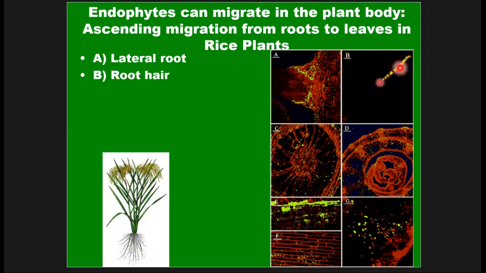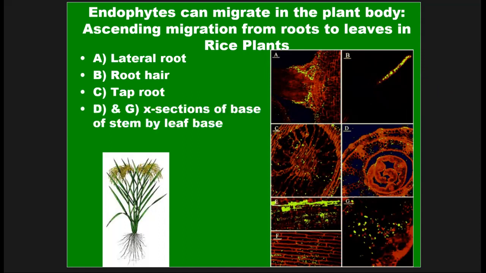And so that's what you're seeing in figure B here, that it's actually in the root hair. And then it starts to get into the main taproot, and then starts to work its way up the stem, and then is finally inside the leaf tissue in the E and F images here. And so we now know that many endophytes can do this.